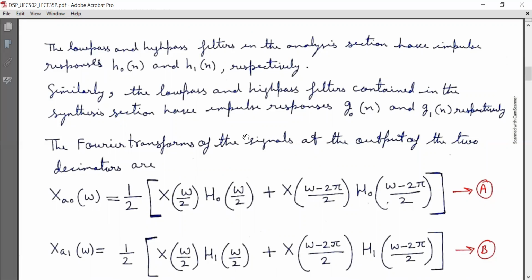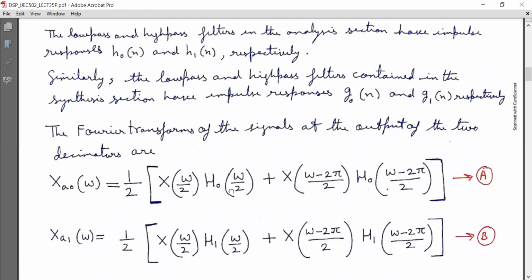The Fourier transforms of the signals at the output of the 2 decimators are: XA0(omega) is equal to 1 by 2 bracket X(omega by 2) into H0(omega by 2) plus X((omega minus 2 pi) by 2) into H0((omega minus 2 pi) by 2). Mark it as equation A. And similarly, XA1(omega) is equal to 1 by 2 bracket X(omega by 2) into H1(omega by 2) plus X((omega minus 2 pi) by 2) into H1((omega minus 2 pi) by 2). Mark it as equation B.